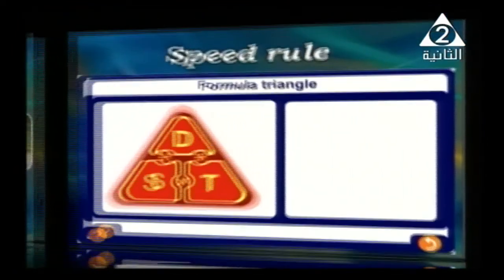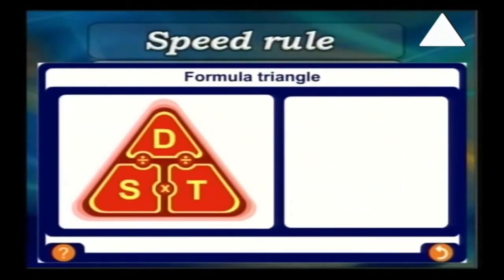After that, we have the speed rule. What's meant by speed rule? It means I need to know the basis of this rule to calculate the speed of anybody. We have the formula triangle. Here we have S, symbolized by speed, T for time, and distance, symbolized by D. So here we have divide and divide.